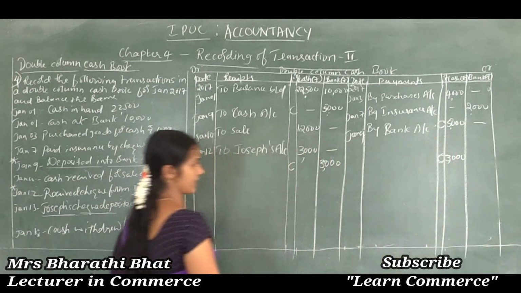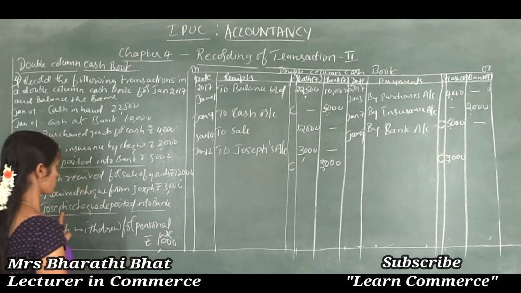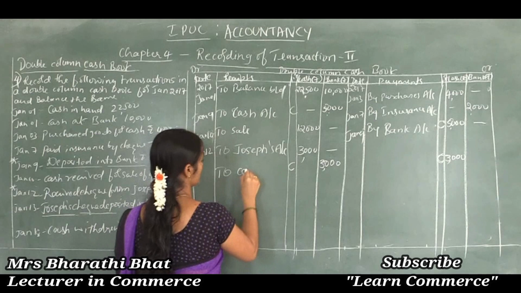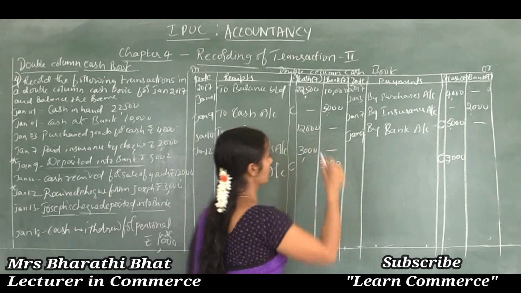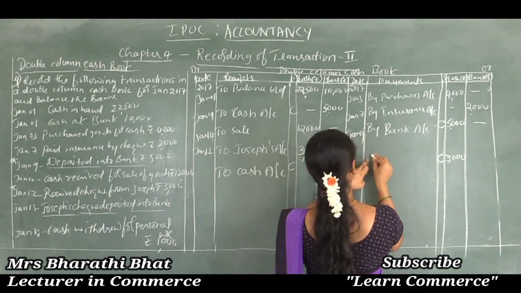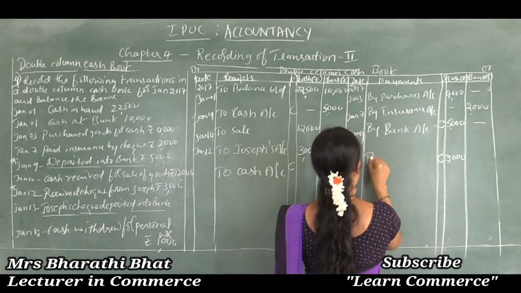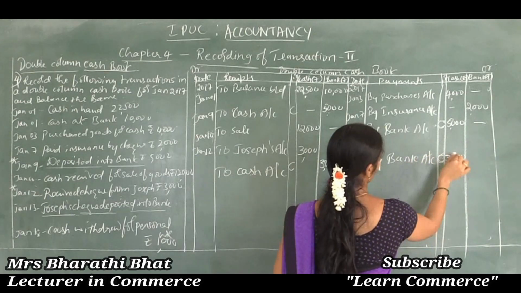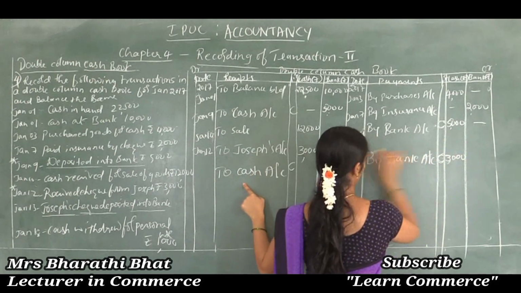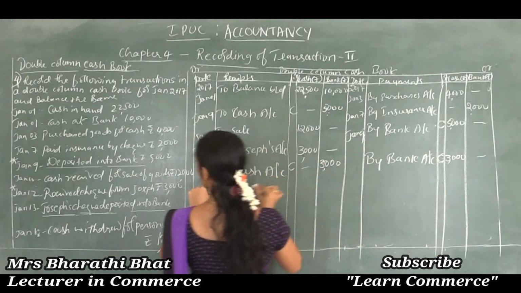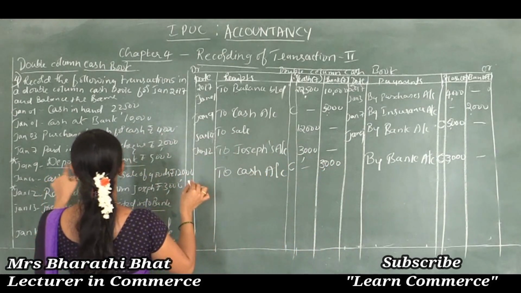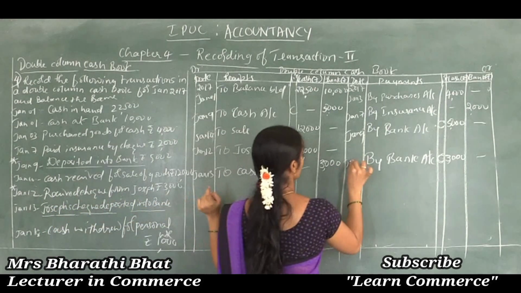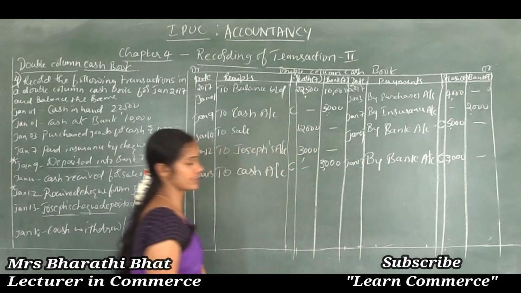Write C under the LF column, and next one, Joseph's check deposited. So we deposited cash into the bank, so to cash account. So to whom are we paying? To bank, so by bank account. Bank amount in the cash column, cash amount in the bank column. And mention the date: depositing Joseph's check, Jan 13 and Jan 13. This is a contra entry.